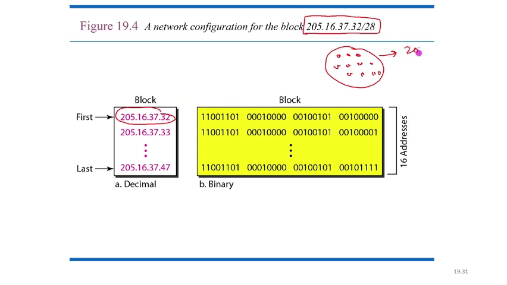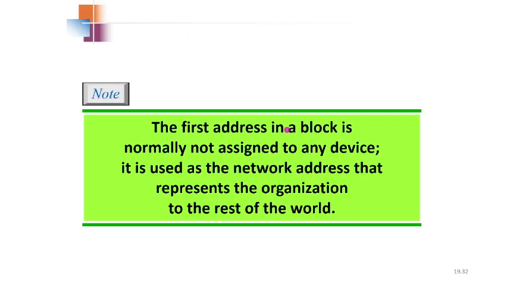So here 205.16.37.32 will be the network ID /28. This is the network ID, and the remaining 15 will be the hosts available in that. So that will be a total of 16 addresses. Out of those 16 addresses, the first address indicates the network ID. This is given here, a network configuration for the block, likewise.